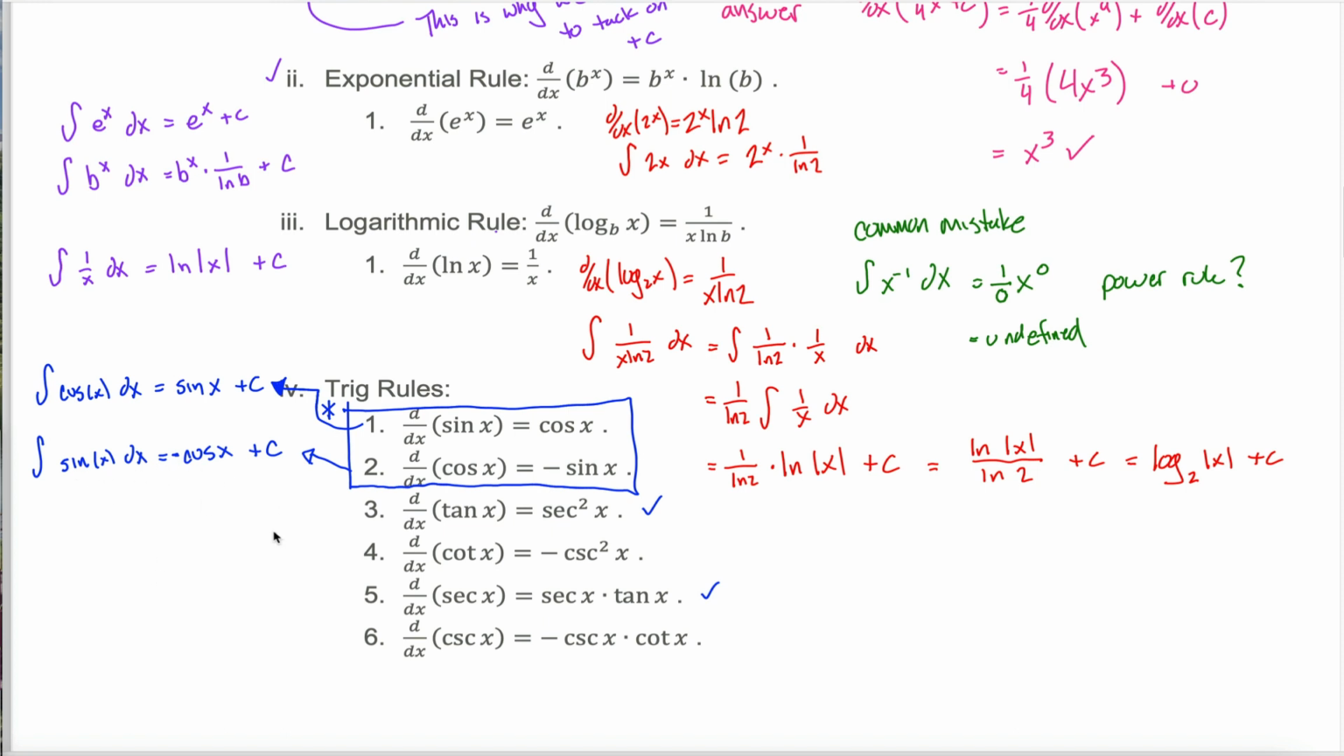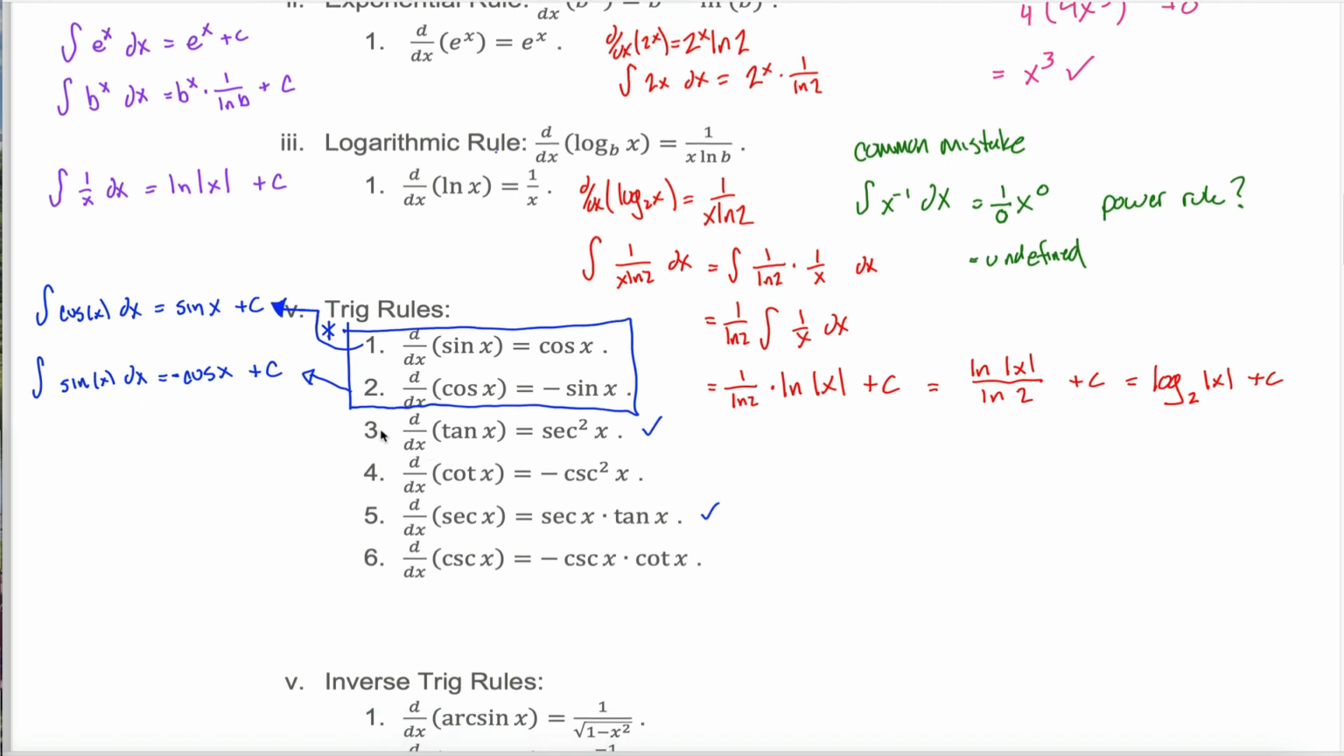If so, you're feeling good about this statement. If you have those 2 rules, you're in pretty good shape, but I'd be lying to you if I said that the other 4 were never important. My advice for the other 4 is to look at these answers, secant squared, secant times tangent, and cosecant times cotangent, and just sort of remember those.